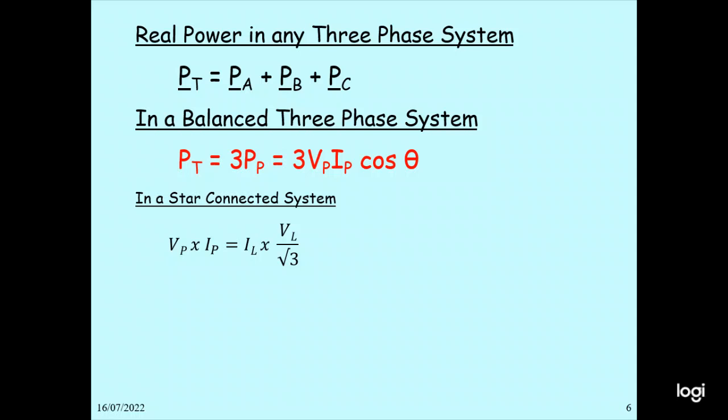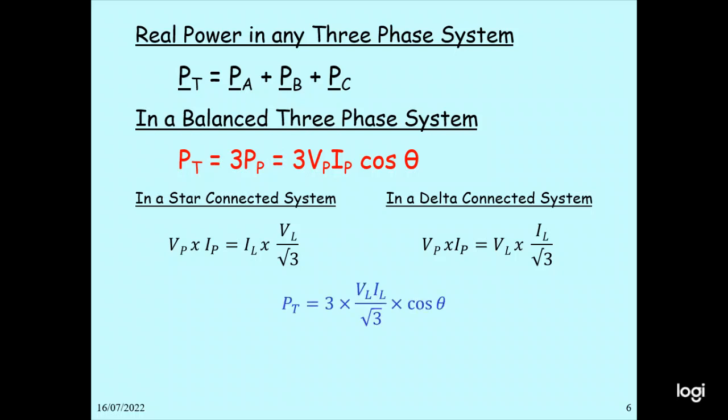In a star connected system, Vp multiplied by Ip is equal to Vl multiplied by Il divided by root 3. In a delta connected system, Vp multiplied by Ip equals Vl multiplied by Il divided by root 3. In this case, P total equal to 3 multiplied by Vl Il divided by root 3, times cos theta. So you get root 3 VL IL cos theta. This is the way we calculate the total power. So power total equals root 3 times Vp Ip cos theta or root 3 VL IL cos theta, where Vp is the phase voltage, Ip is the phase current, VL is the line voltage, and IL is the line current.